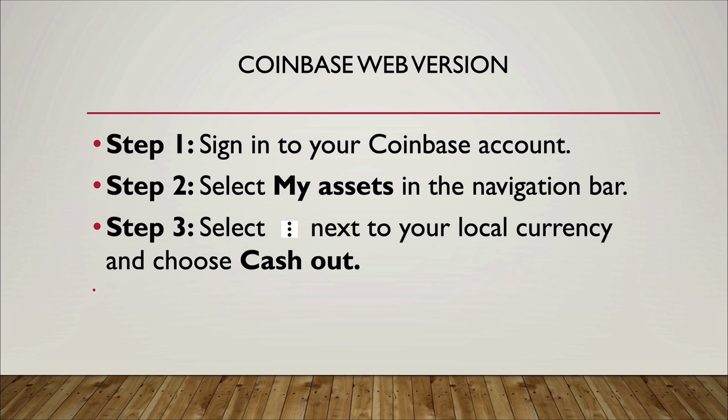And step 2, what you need to do after that is you have to select My Assets in the navigation bar. My Assets will be a full tab on the left side, and from there you have to select My Assets. And once you select My Assets, the step 3 that you need to do is you have to select the 3 dots that will be next to your local currency, and then you have to choose Cash Out. The 3 dots will be presented next to your local currency, the currency of your country, or the currency in which you're handling all these financial matters. So you have to click Cash Out.